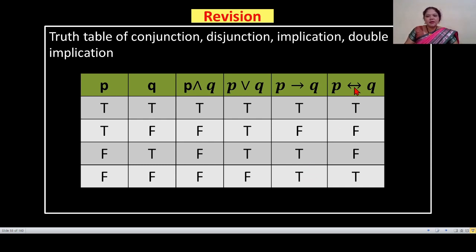And last, double implication. The double implication is true if both statements have the same truth value, TT or FF, then their double implication is true, otherwise double implication is false. We will need this truth table frequently. Prepare this table and keep it for reference.